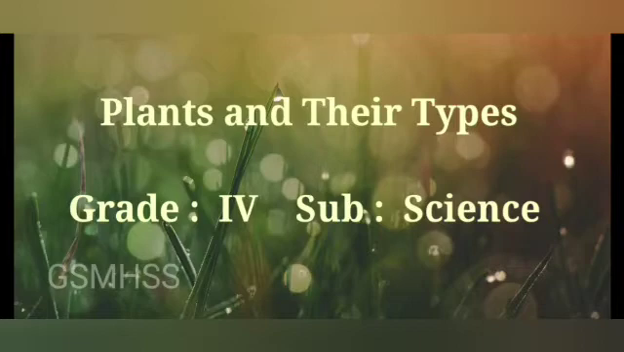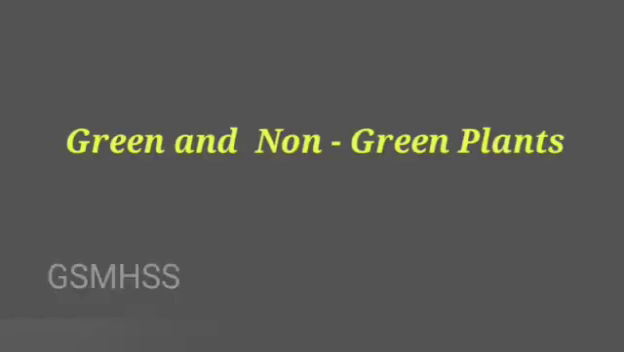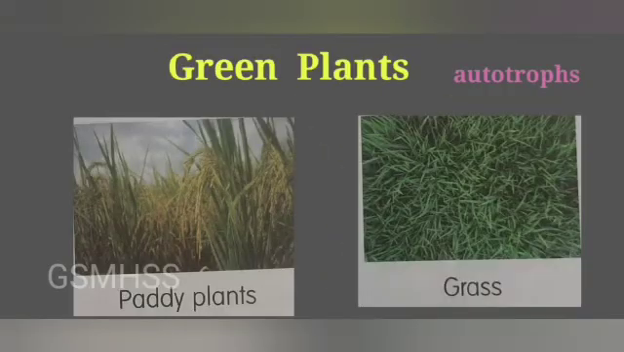Students, today we are going to learn about plants and their types. First, we will see about green and non-green plants. Green is the most commonly seen color of plants. Green plants. These are some examples for green plants like paddy plants and grass.